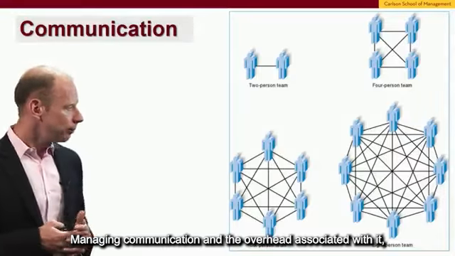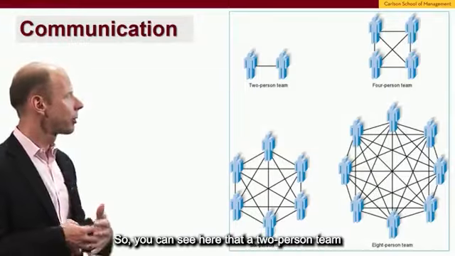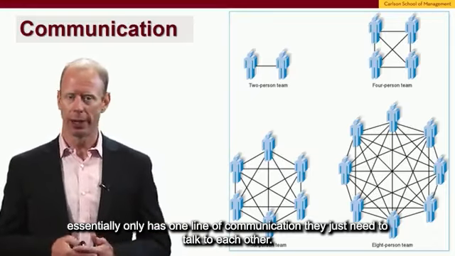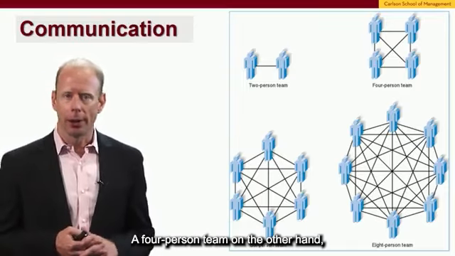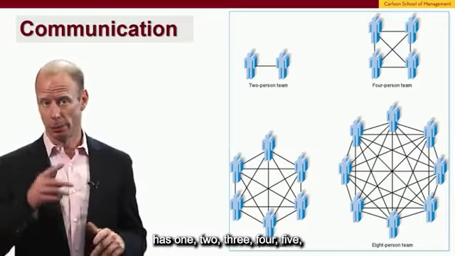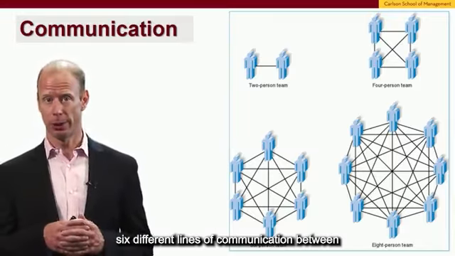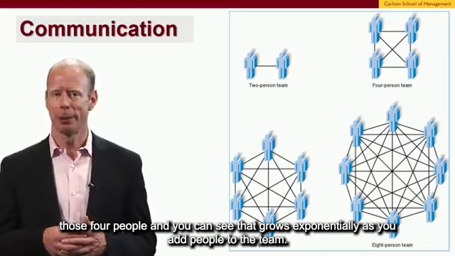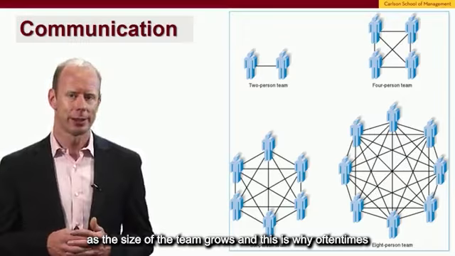Managing communication and the overhead associated with it grows at an exponential rate. So you can see here that a 2-person team essentially only has 1 line of communication. They just need to talk to each other. A 4-person team, on the other hand, has 1, 2, 3, 4, 5, 6 different lines of communication between those 4 people. And you can see that grows exponentially as you add people to the team. So communication becomes an enormous overhead as the size of the team grows.